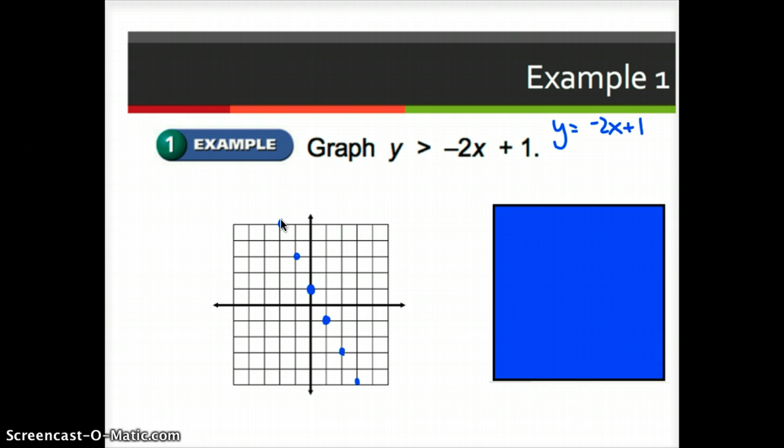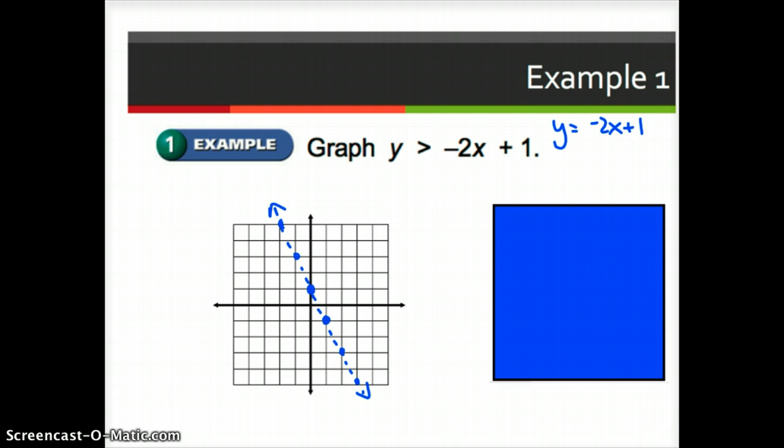Okay, and then it's a greater than, so it does not have an or equal to. I'm going to give it a dotted line. What that means is that points on that line are not actually part of the solution, just like when we did an open circle before. Okay, so y is greater than -2x plus 1.